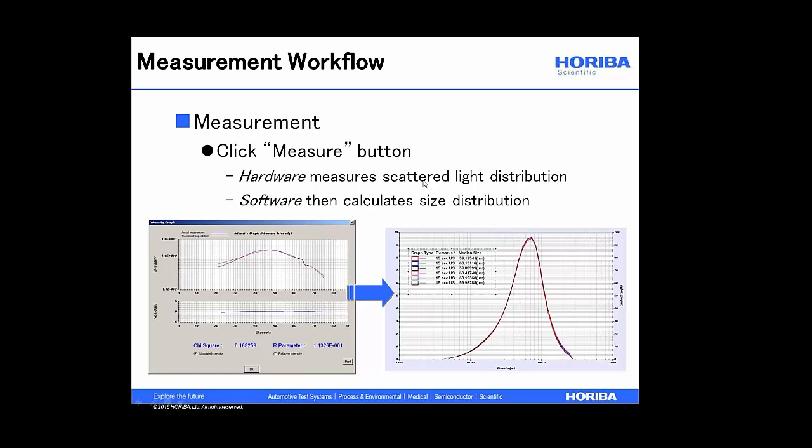Measurement workflow: click measure, the hardware measures the distribution, and the software then calculates the size distribution. If you look in the software, you can actually see the scatter intensity as a function of channel, as well as the final result of differential size distribution as a function of diameter, or cumulative size distributions.